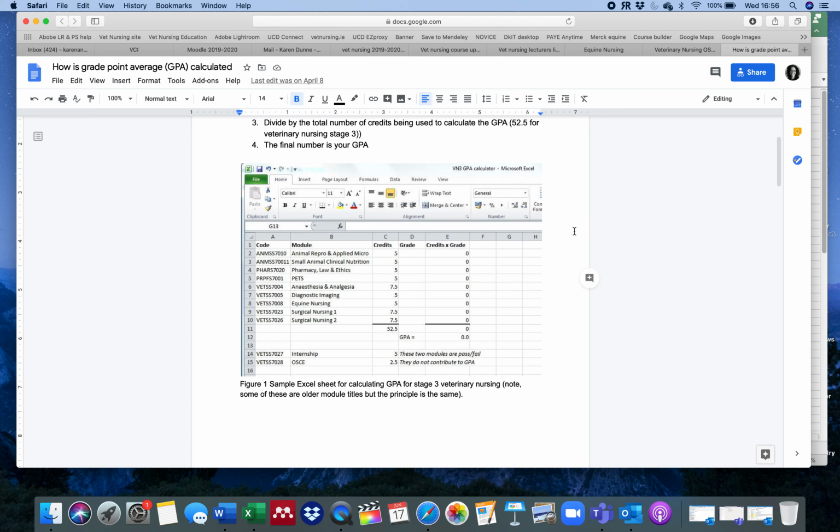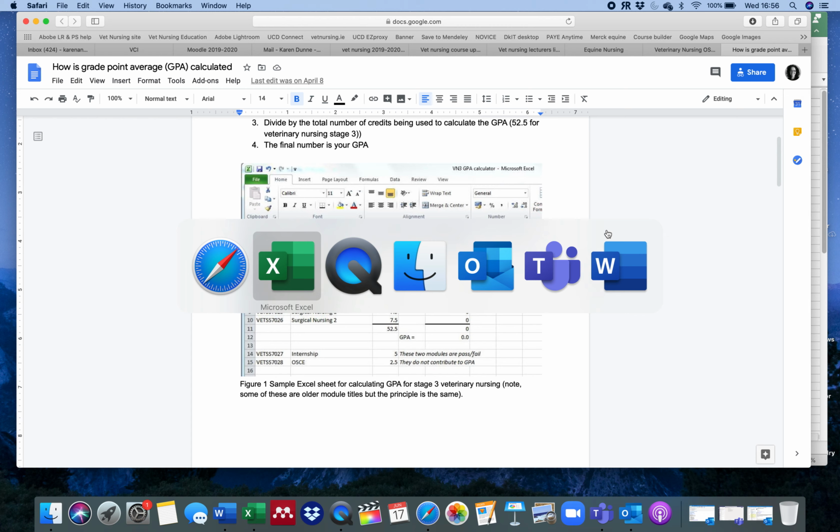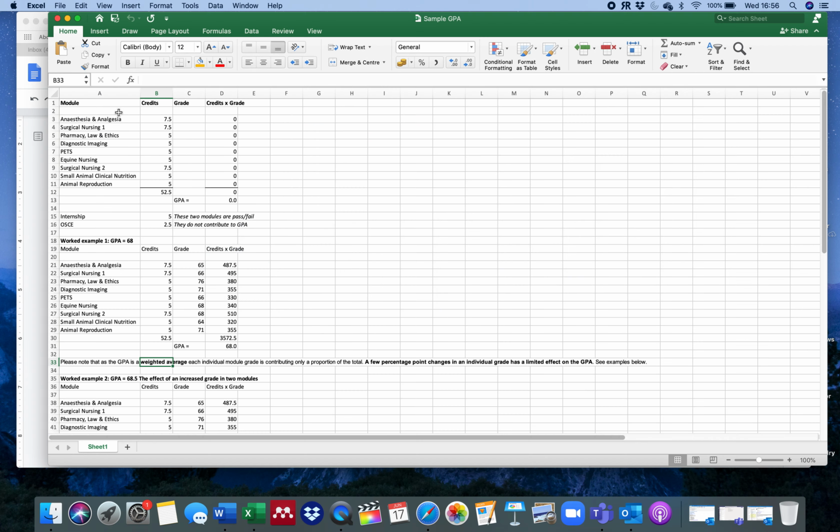If you have your transcript of your results to hand, you can work it out for yourself. But I'm going to talk you through a worked example here now. So if we take your stage 3 modules, I've listed them here in the first column, and then I've put the credit rating for each module after it. The modules are allocated credits based on how much content is in them. So the 7.5 credit modules contain more work than the 5 credit modules basically. For each stage of the vet nursing program, it's 60 credits in total.